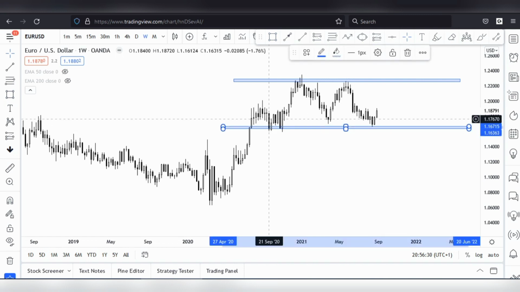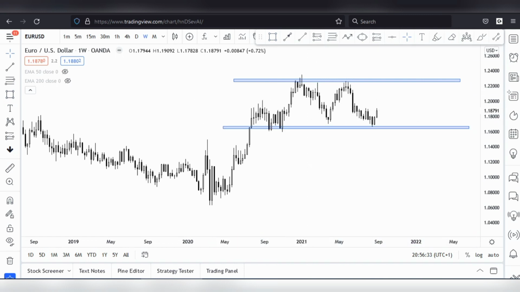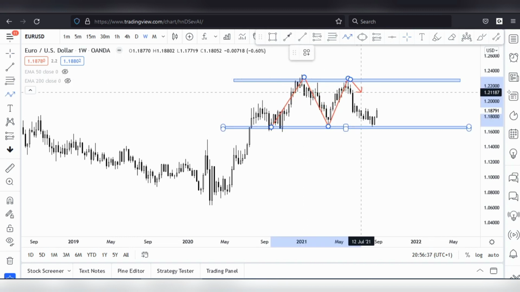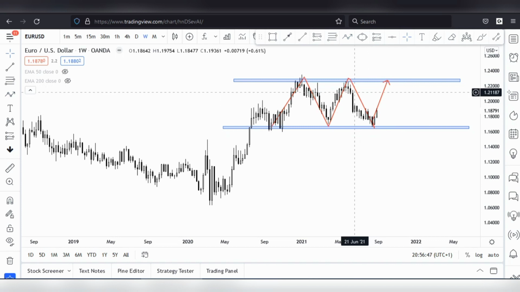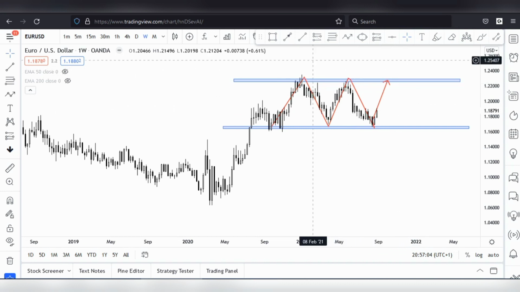Okay, so price came up here, tested this level, came all the way down here, tested it, came down here, tested it, and now price is heading towards the top. Okay, so this is what we're looking at for Euro USD on the weekly time frame. On the weekly time frame alone, we can see that price is heading towards the upside, so we're more bullish in the long run.